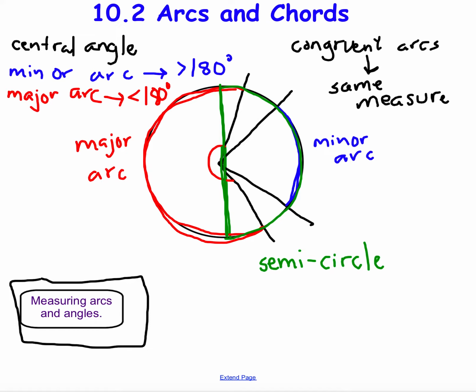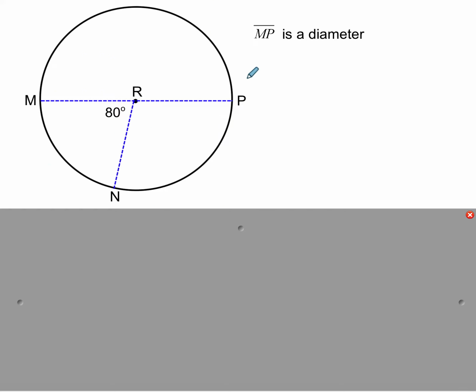Okay? So we're going to do a practice problem together, and I'm going to talk a little bit about the way that we notate and talk about arcs. So moving on to the next slide, here's what we have. We have MP, that is a diameter. I want to talk about first how we notate some arcs. So there's lots of arcs in this picture. I'm just going to start talking about one of them. One of them is this distance right here.